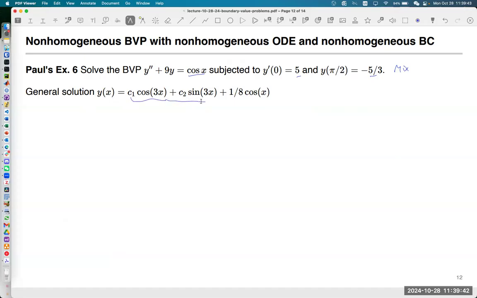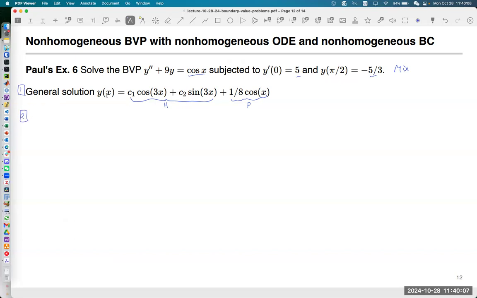So this is the homogeneous part, and this is the particular part, whether you solve it with variation of parameters or method of undetermined coefficients. You should know both methods. Okay, so this is the first step, already given the general solution. The second step is to substitute the boundary values.